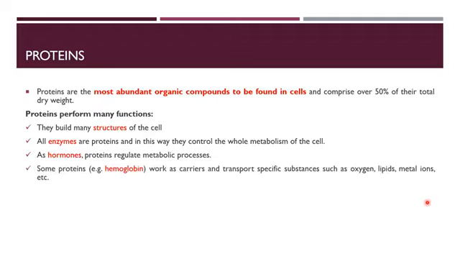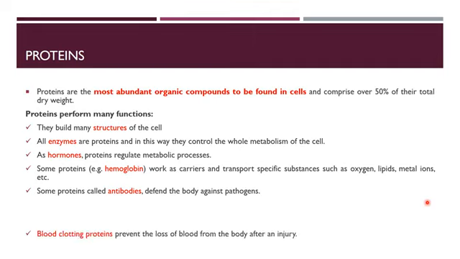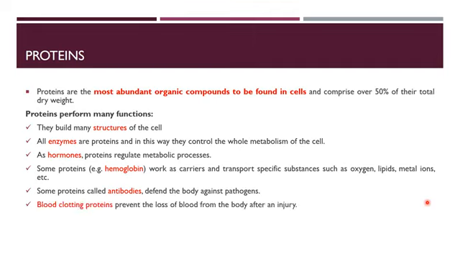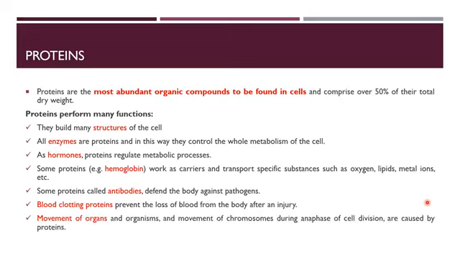Then hemoglobin, this one is the most important protein to which the oxygen is going to bind for being transferred throughout the body along with the blood. Now the antibodies, they are going to defend your body from the pathogens. They are also proteins. Then we have some clotting proteins that will prevent the loss of blood from any injury.